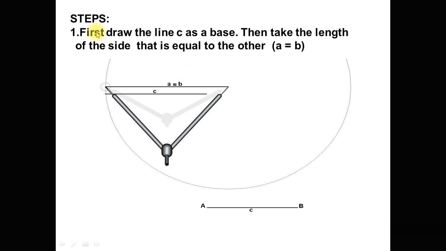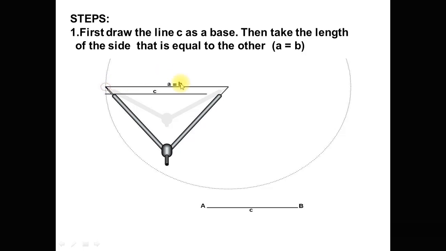Now first draw the line C as a base, as I have already told you. Then take the length of the side that is equal to the other side. It means open the compass to the length of side A or side B, and you know side A and side B are equal.